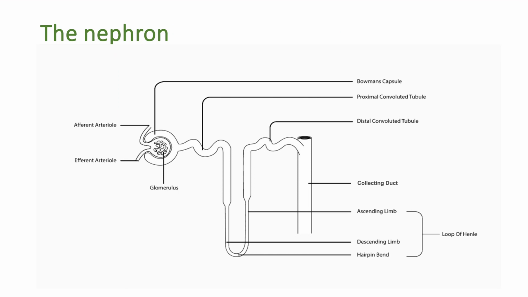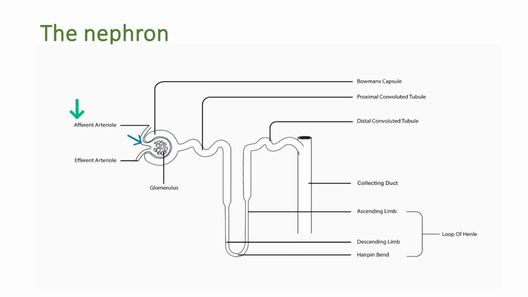The nephron is known as the functional unit of the kidney. We are going to cover the parts and its functions. Let's start with the parts. We have the glomerulus, which is a network of capillaries in this cup-shaped structure called the Bowman's capsule.